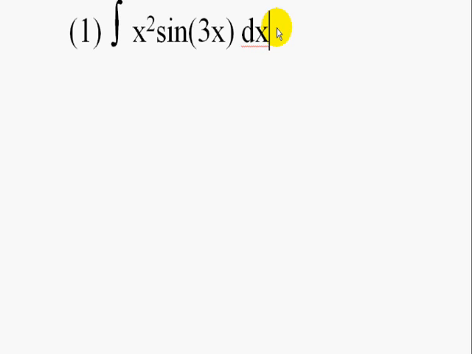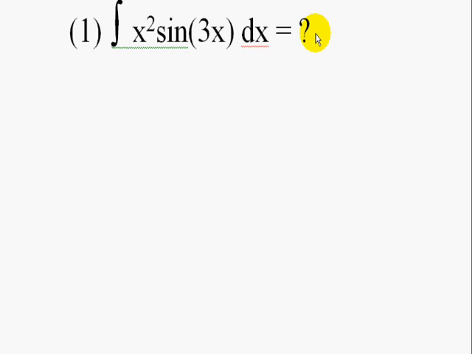The first example is we have to integrate x squared times sine 3x. Here this x squared is a polynomial and sine 3x is a non-natural logarithmic function. So we could apply this method. This is how this method works.